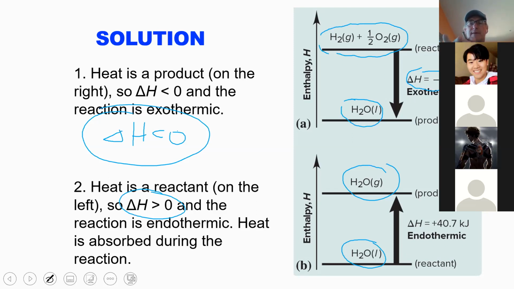You have to remember that the system is wherever the reaction's taking place. Either heat's going into it because we're adding it, or heat's coming out of it because of the reaction. And if heat's coming out, it means it has less energy than it used to. And so delta H is negative.